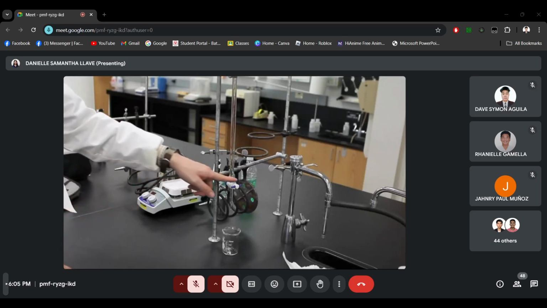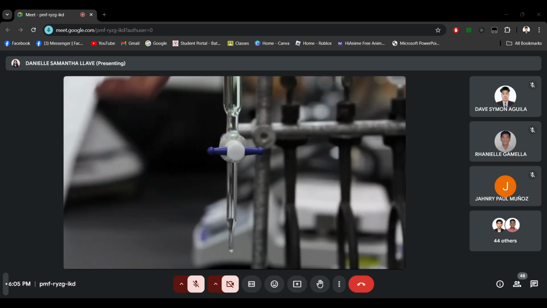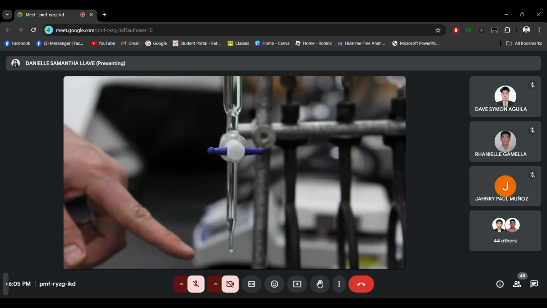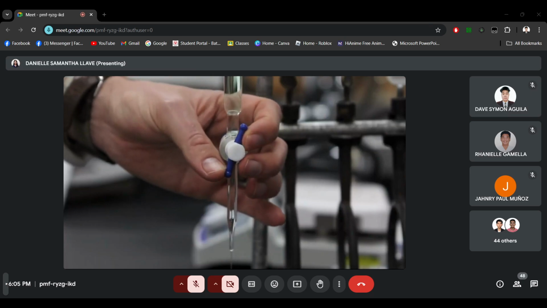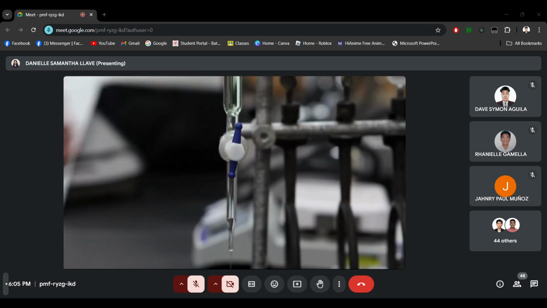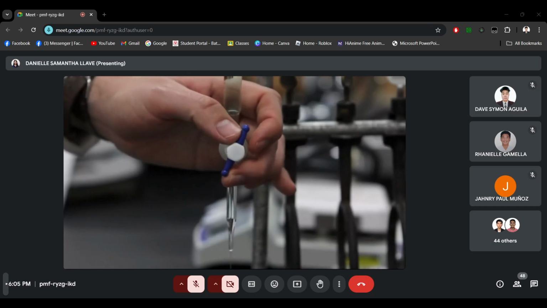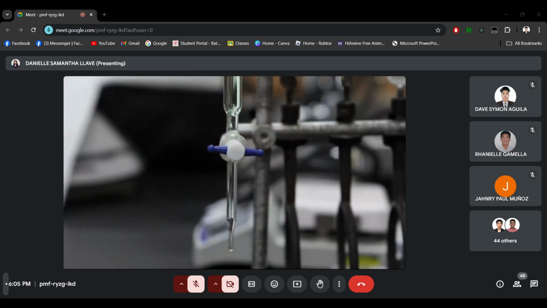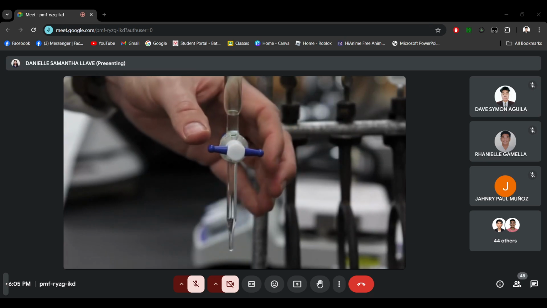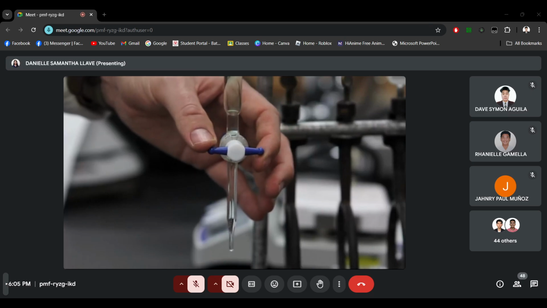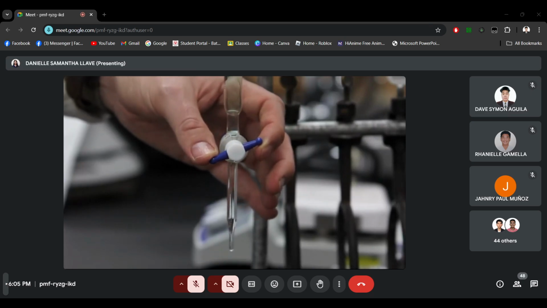We'll now take a closer look at the operation of the stopcock. Notice that when the stopcock is perpendicular to the barrel, it is fully closed. When the stopcock is parallel to the barrel, it is fully open. And when the stopcock is positioned in between parallel and perpendicular, we have fine control over the flow rate of the liquid.